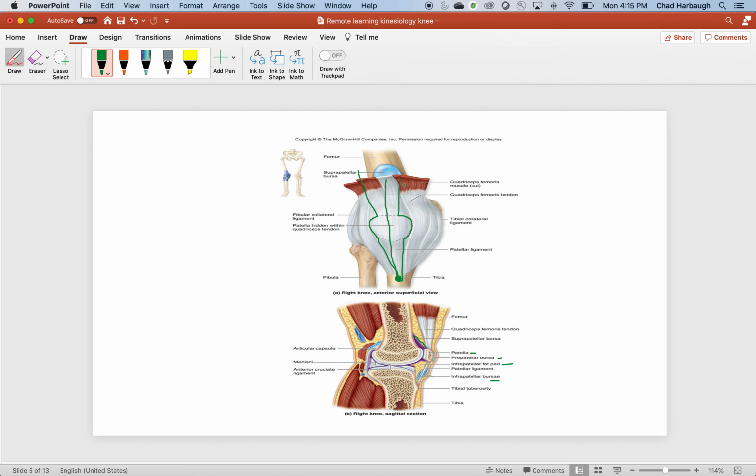The connection is important, because it provides different lines of pull for the patella. So when the quadriceps are contracting, the patella moves up. When we look at the vastus medialis, it will provide more of a medial and upward pull. The rectus femoris should primarily be an upward pull. And the vastus lateralis will provide a lateral and an upward pull on the patella.